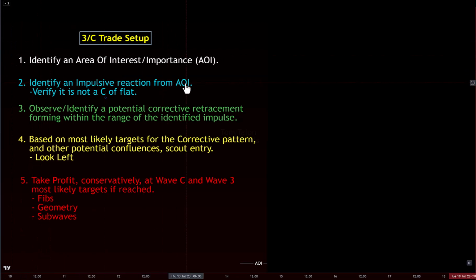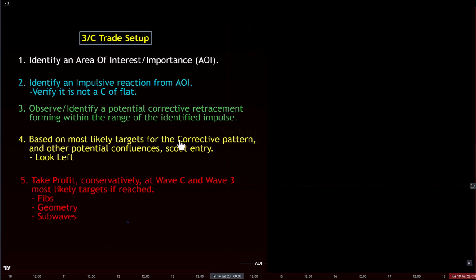Step 2, identify an impulsive reaction from an area of interest. Verify that it's not a sea of flat. So before I get into this too far, I'm going to keep this just at one of the higher degrees, and I might dive down a little bit. I have 3 degrees labeled up here, but in the interest of brevity and conciseness, we're just going to go through the highest degree. I might go off a little bit, but that's the idea here. I'm not going to address every single label on the chart that I'm about to show, but I'm going to go through the highest degree at least to give you an idea of what to look for.